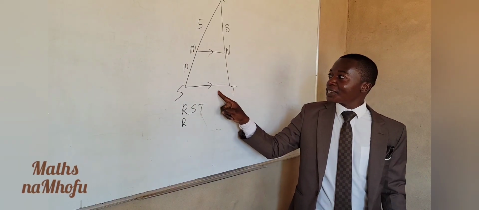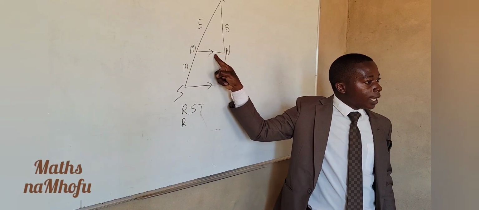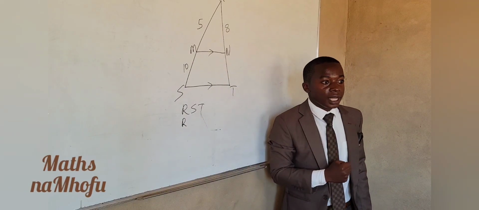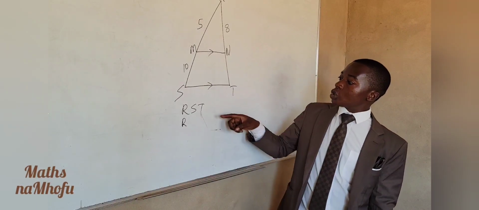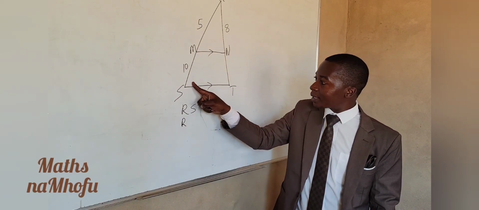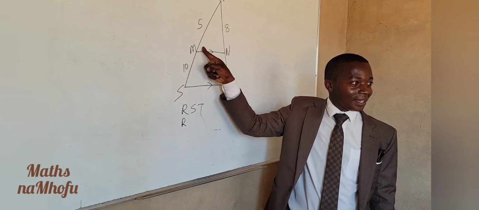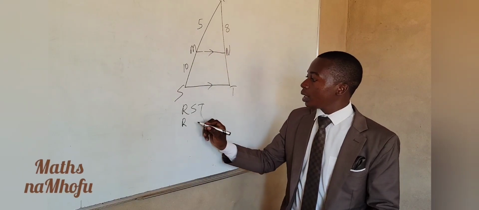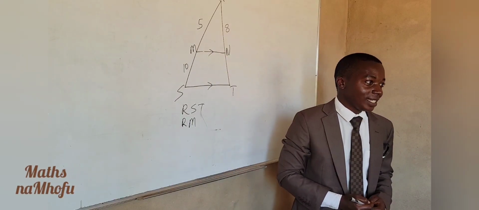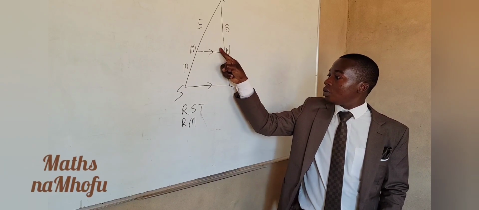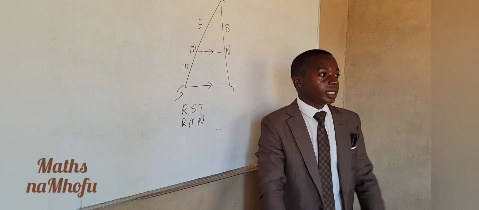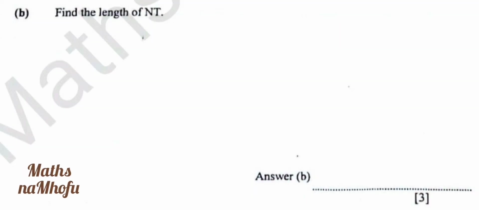Remember, we are told that this line is parallel to that line. On parallel lines, you can use the concept of alternate and corresponding angles, Z angles and F angles. So S, this part is the same as M. Why? These are F angles. So M. The last part is simple, right? Because T, this angle, is equal to that angle, N. So the triangle similar to RST is RMN. That was A part.